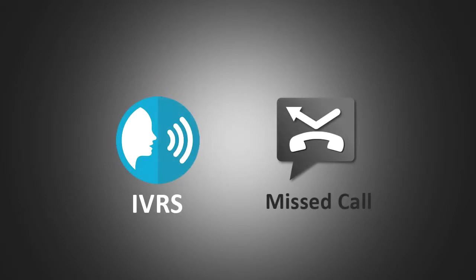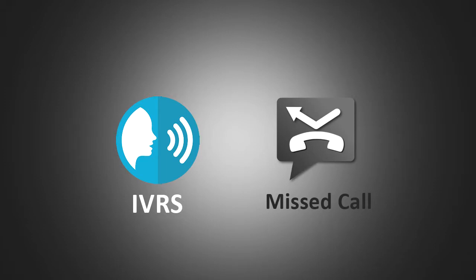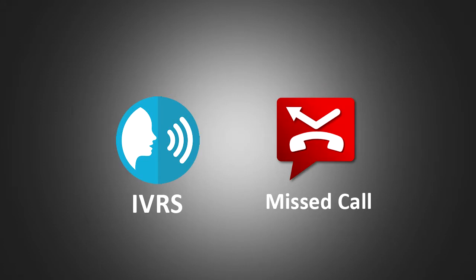Remember that for mPower Pro, the user can use either IVRS or the missed call mode at one point of time. The IVRS mode is enabled by default. Therefore, to enable the missed call mode, one has to disable the IVRS mode. This can be done as follows.